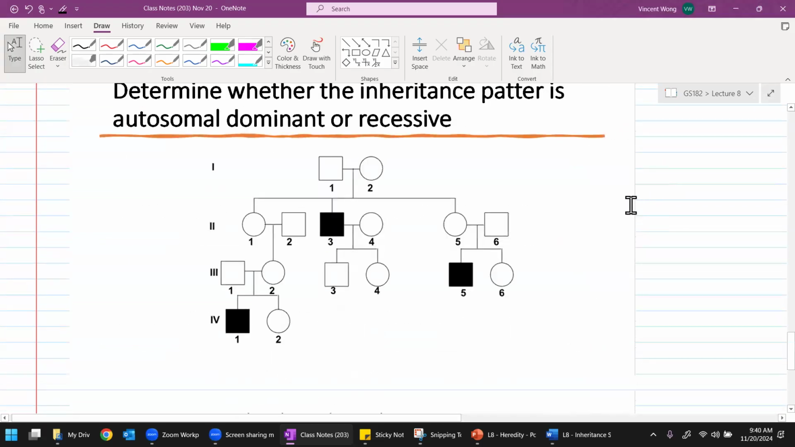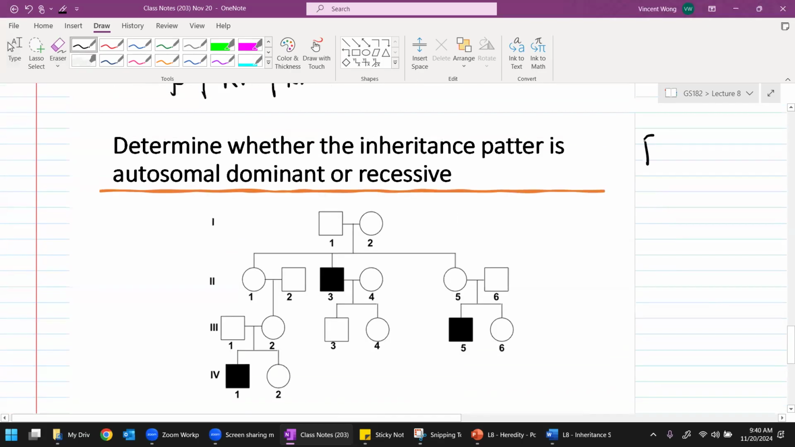All right, next we're going to learn about pedigree. There will be one pedigree question on the quiz for sure. I'll try my best to explain this to you, but every year people get it wrong. So what's a pedigree? Pedigree, which is family tree.